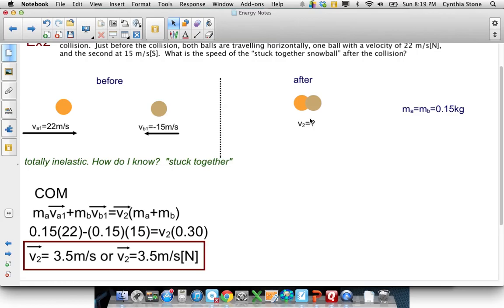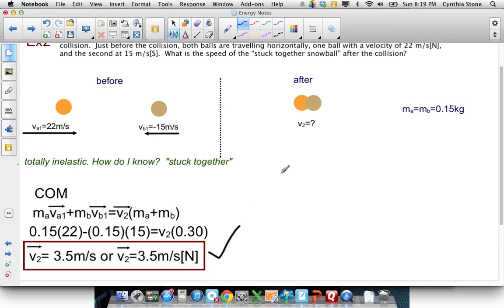Now let's see if that makes sense. They're both the same mass. This one's traveling 15 to the south, and this one is traveling 22 to the north. When they run in together, they're going to have a common velocity, and there's more momentum in this situation to the north. So it makes sense that the answer is north. It also makes sense that it's smaller than either of these, because these two cancel each other out a little bit. And so yes, it makes sense. It's very important with these collision problems to think about what you would expect to happen, and does that match what actually happened?